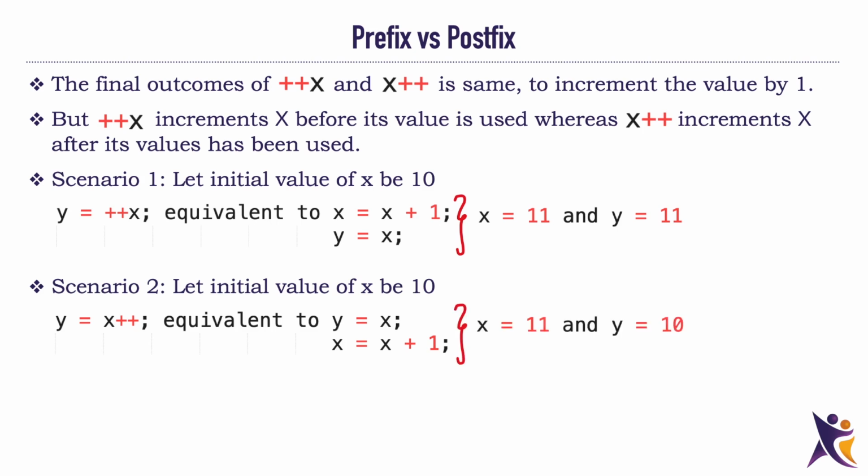So if you observe, the final value of x in both these scenarios is 11, but the intermediate value, which is our y, will differ based on what type of operator, what type of increment operator you are using. Let's see how this works using a program.